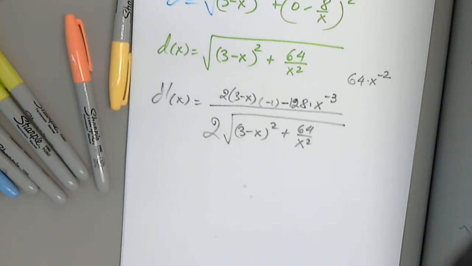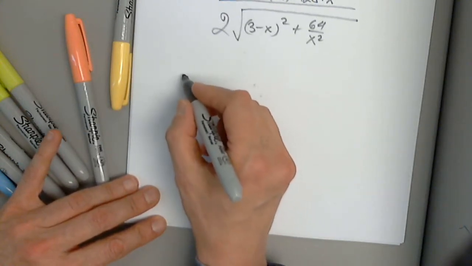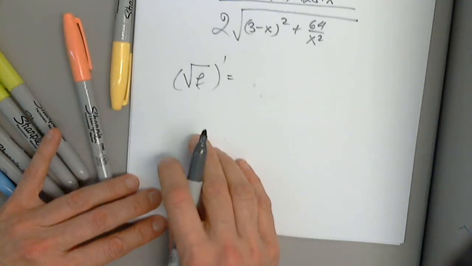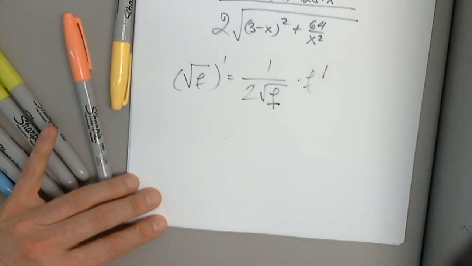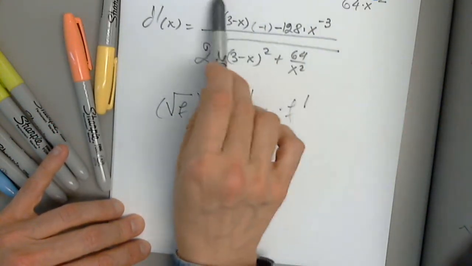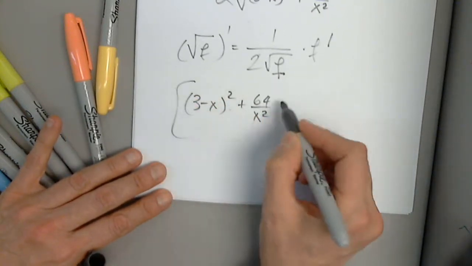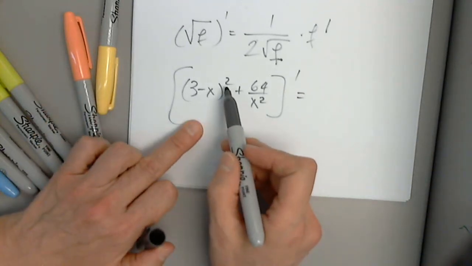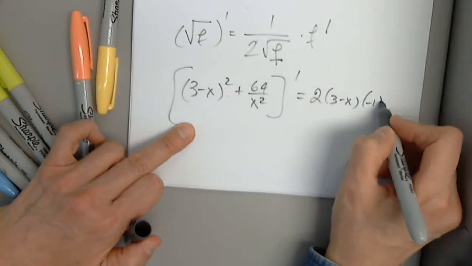I don't understand how you got the numerator when it should be 1 over 2, the square root of d of x. So I have the square root of a function prime: 1 over 2 the square root of the function times the function prime. So here's the function. When I differentiate 3 minus x squared plus 64 over x squared, I differentiate the function squared, 2 times 3 minus x to 2 minus 1 times the inner function prime.